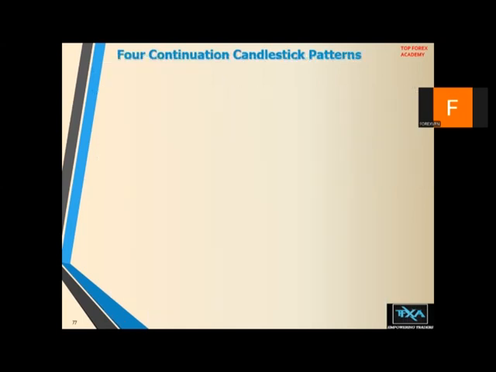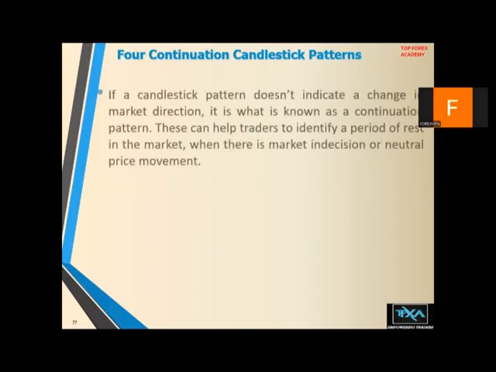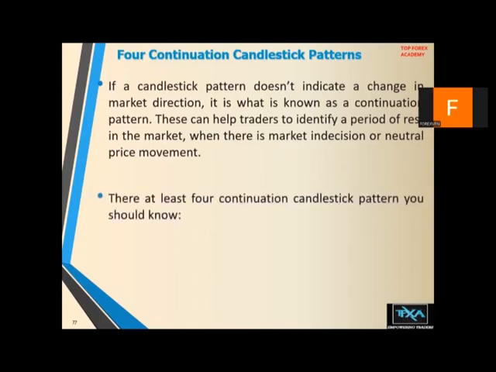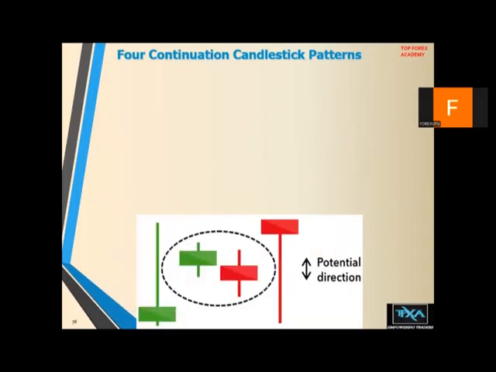So next, let's look at continuation candlestick patterns. If a candlestick pattern does not indicate a change in market direction, it is known as a continuation pattern. This can help traders to identify a period of rest in the markets when there is market indecision or neutral movement of price. There are at least four continuation candlestick patterns you should know: doji, spinning top, falling three methods, and rising three methods. We'll look at them one after the other.